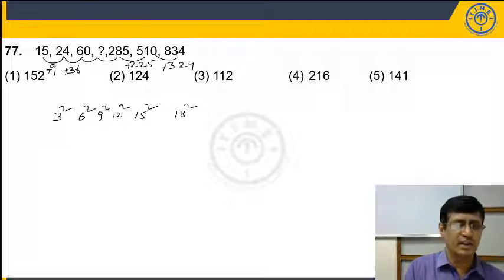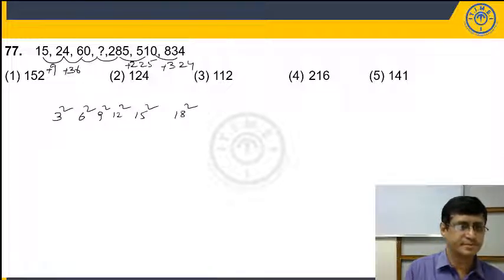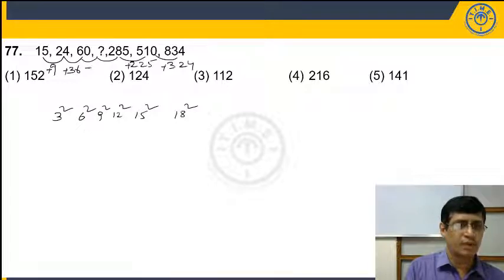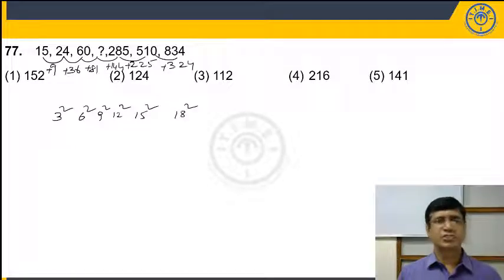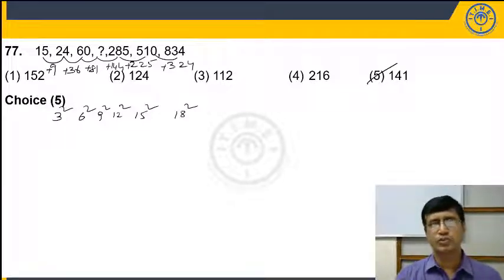So here you will get 9 square, 9 square means 81, and 12 square means 144. So how much is the value? 60 plus 81 is equal to 141. Option number 5. Fifth choice is the right choice.